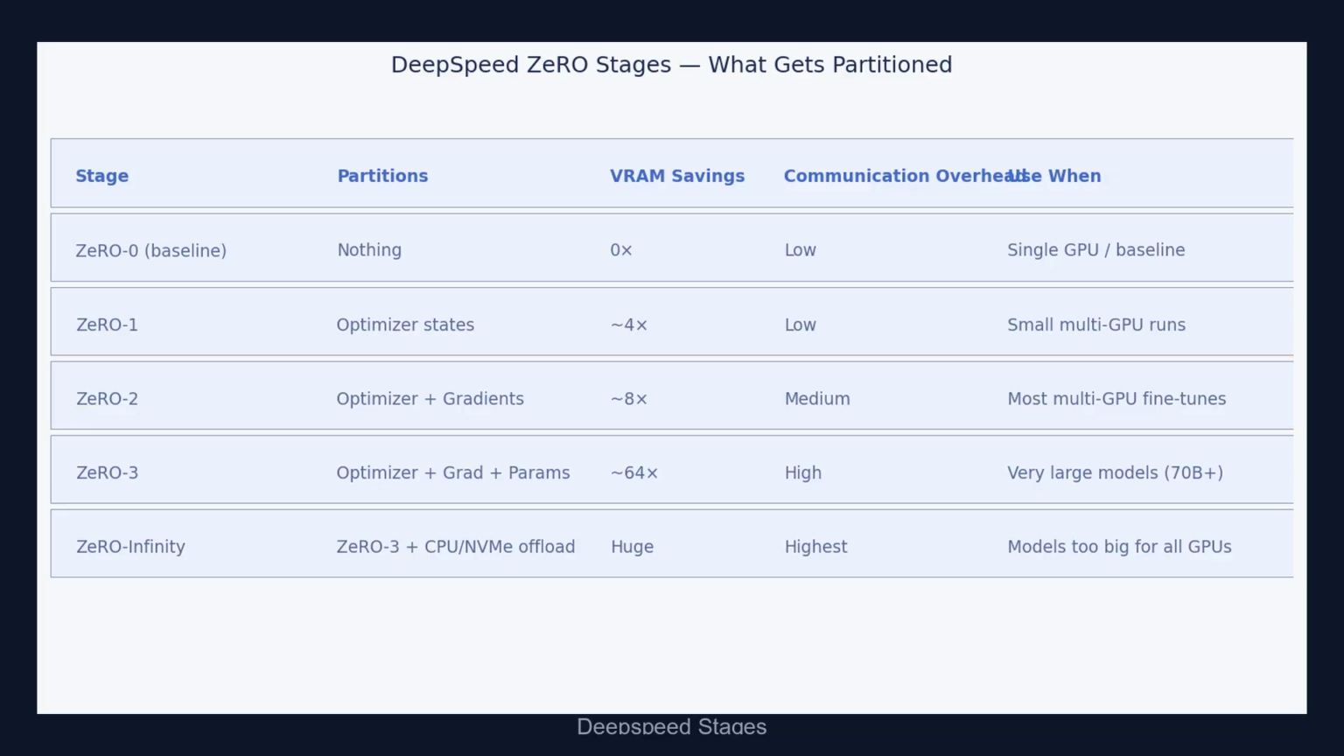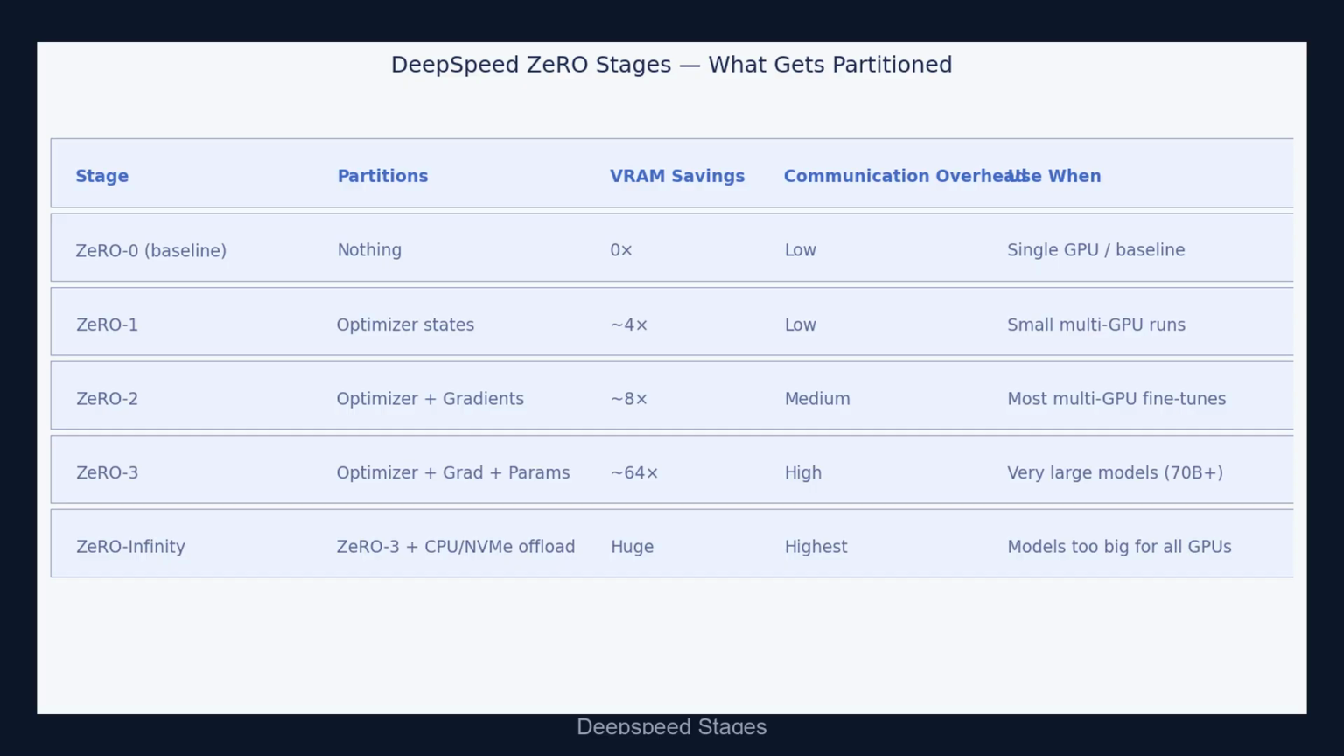DeepSpeed ZeRO technology is a memory optimization framework that operates in stages, each one partitioning more of the training state across GPUs. Understanding the stages helps you choose the right level for your workload. Stage 0 is the baseline. No partitioning, no memory savings, just a reference point. Stage 1 partitions optimizer states across GPUs, delivering roughly 4 times the VRAM savings with minimal communication overhead. This is appropriate for small multi-GPU runs where memory isn't critically constrained.